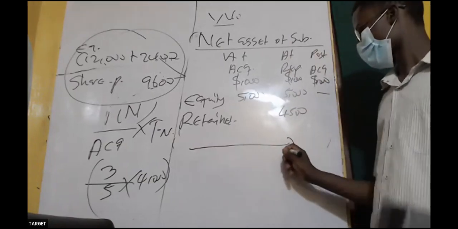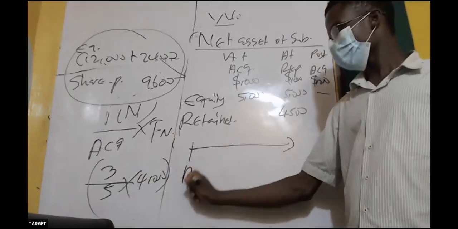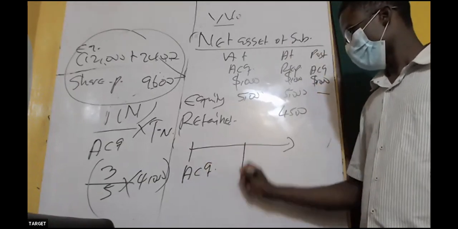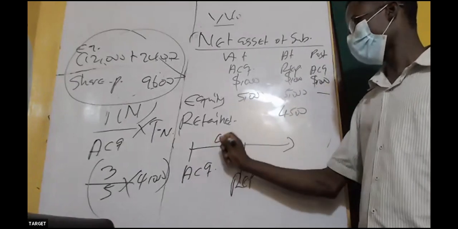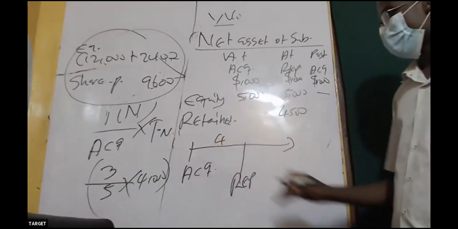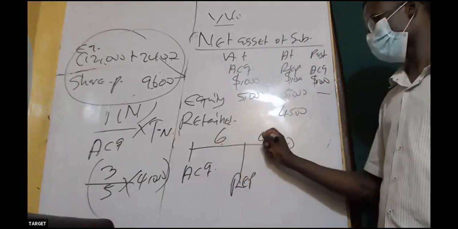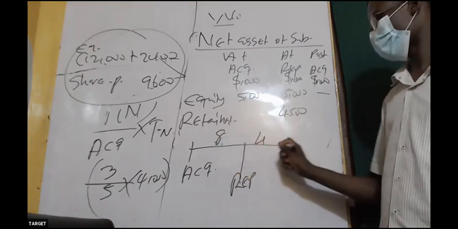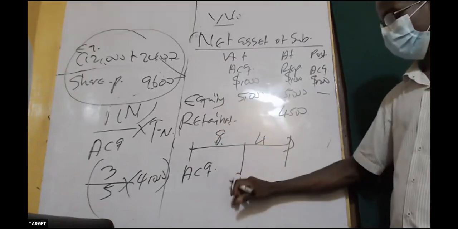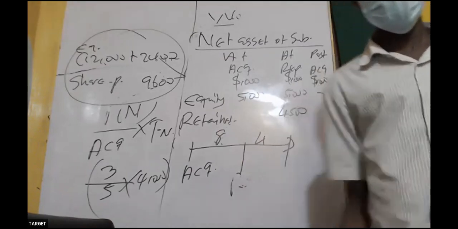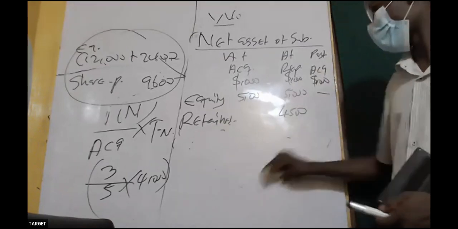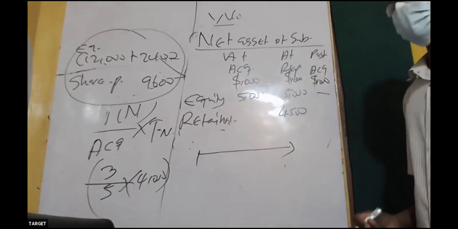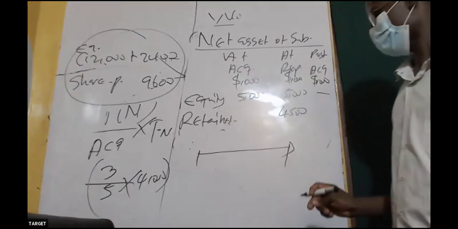Now, we want at acquisition. Now, this is at reporting. This is 4 months. But this period is 8 months, and then 4 months. Let me do the diagram for you to get a clear picture. Okay, so this is our starting point. This is the reporting.